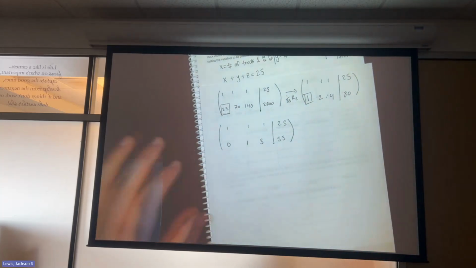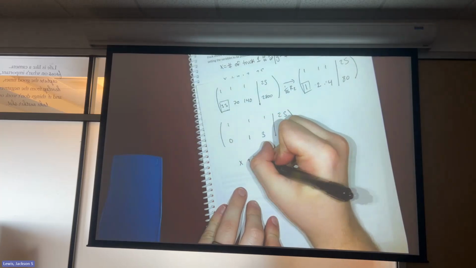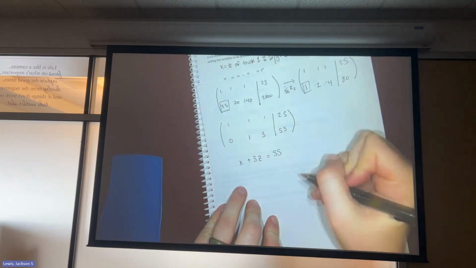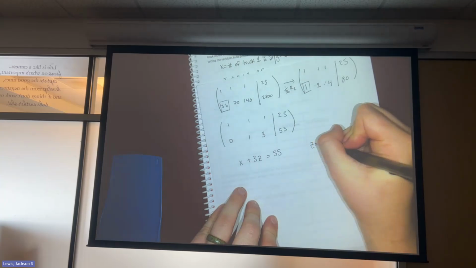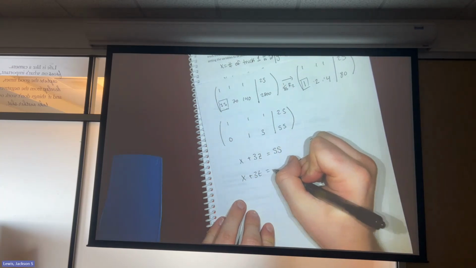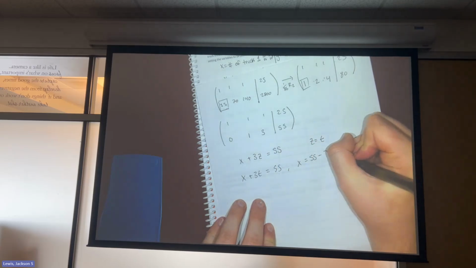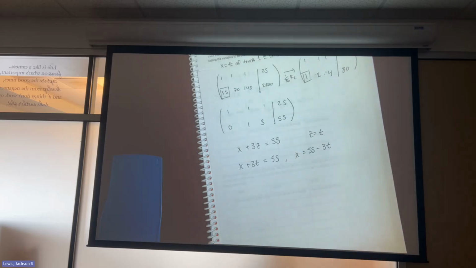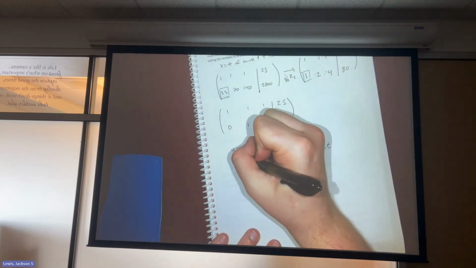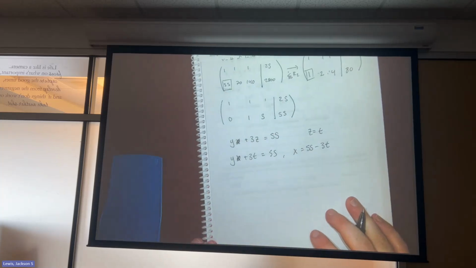All right. I don't have an equation for every variable, so I'm going to have to let one be a parameter. This tells me that x plus 3z equals 55. I'll let z equal t. So x plus 3t equals 55, or x equals 55 minus 3t. That should be y, my apologies. Right, because y, z, and then solution.